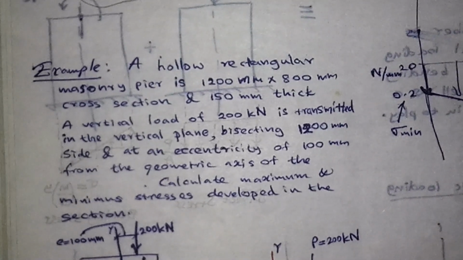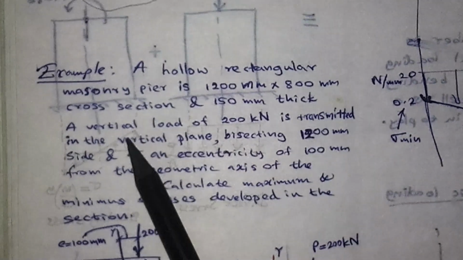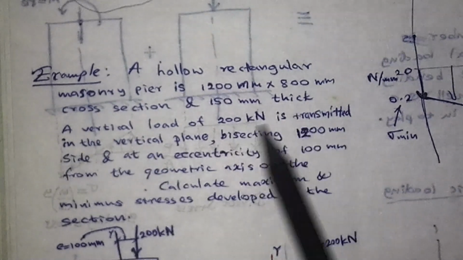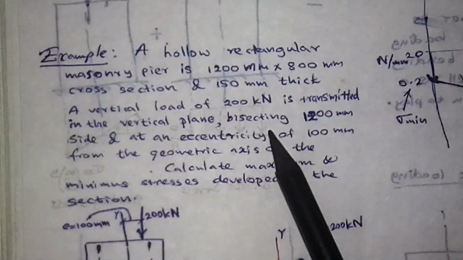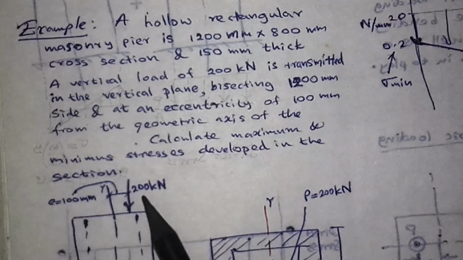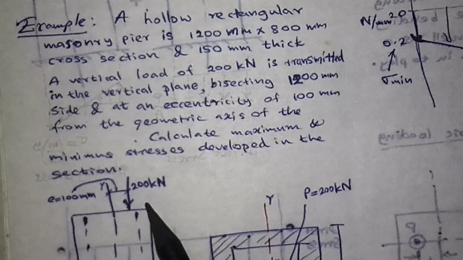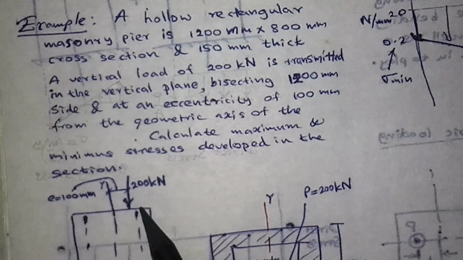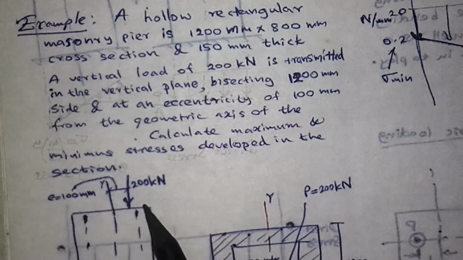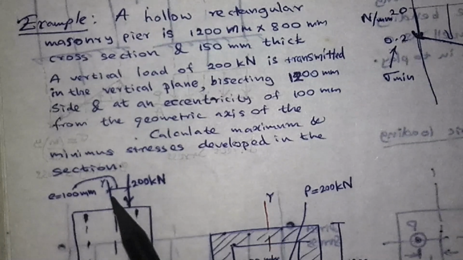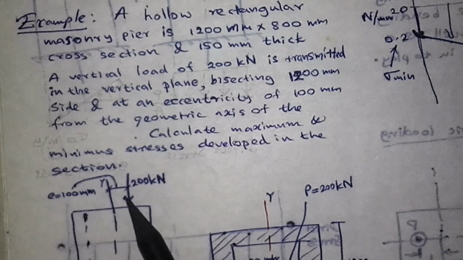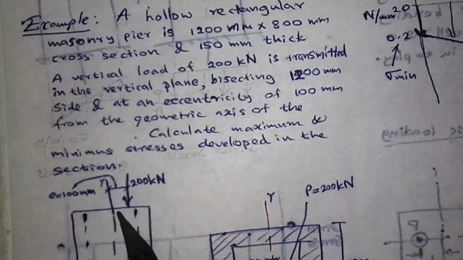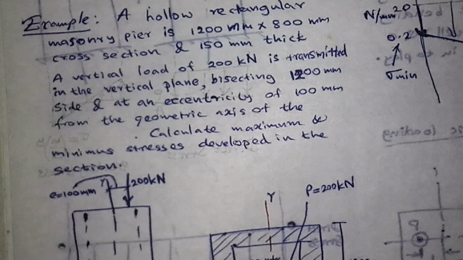A hollow rectangular masonry pier is 1200 mm by 800 mm in cross section and 150 mm thick. A vertical load of 200 kilonewton is transmitted in the vertical plane bisecting the 1200 side, at an eccentricity of 100 mm from the geometric axis of the section. Calculate the maximum and minimum stresses developed in the section.